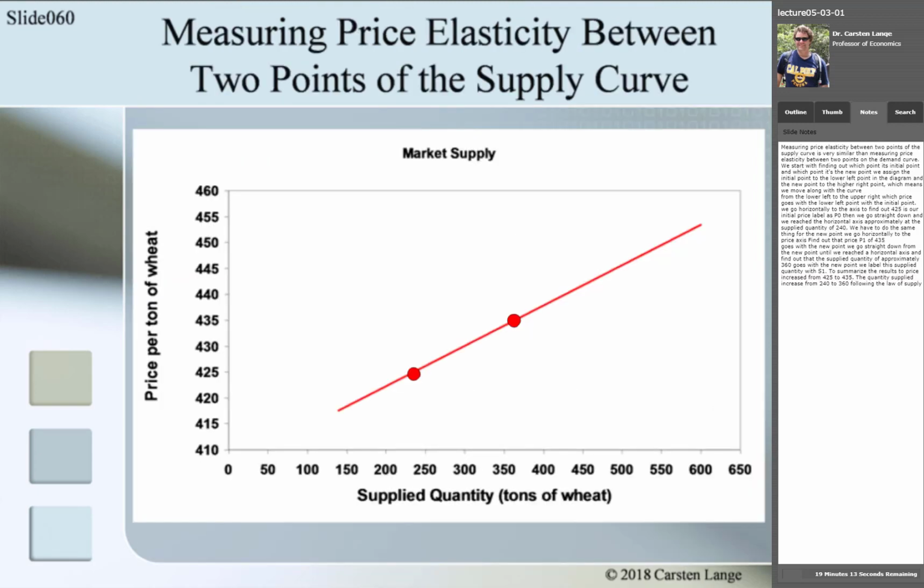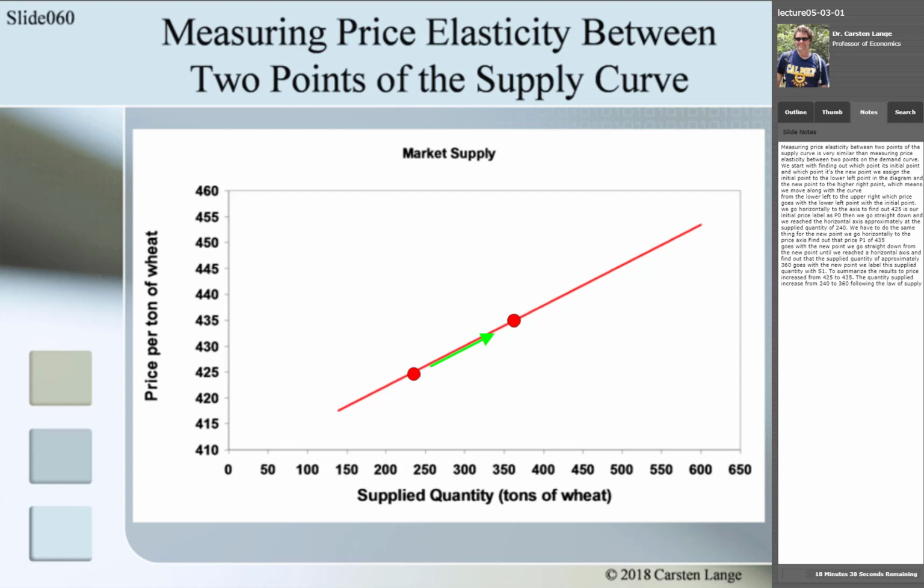Measuring price elasticity between 2 points of the supply curve is very similar to measuring price elasticity between 2 points on the demand curve. We start with finding out which point is the initial point and which point is the new point. We assign the initial point to the lower left point in the diagram and the new point to the higher right point, which means we move along the curve from the lower left to the upper right.